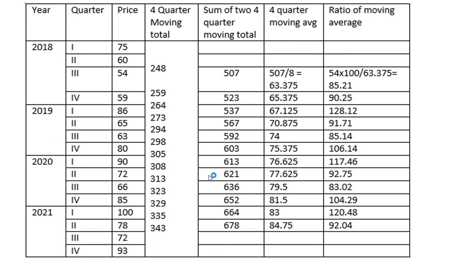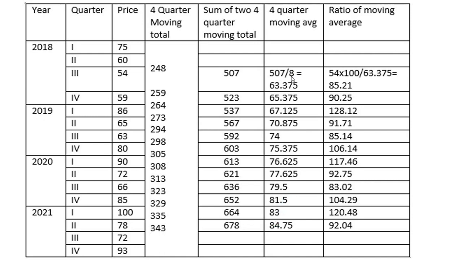We don't get values corresponding to the first and second quarter of the first year and the third and fourth quarter of the last year. After that, we have computed, because there are 8 values that actually come up here, 4 in 248 and 4 in 259, and then added together. So basically there are 8 values, so we divide by 8 and we get the 4 yearly moving average. So these are the 4 yearly moving averages that we have got.